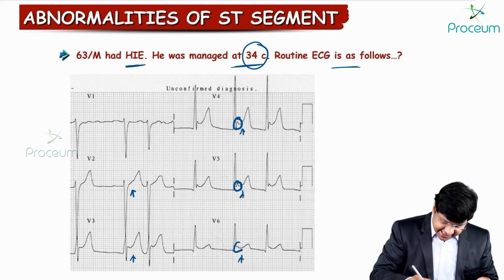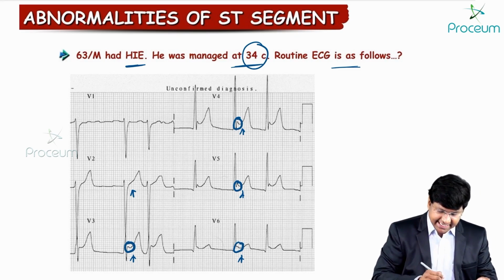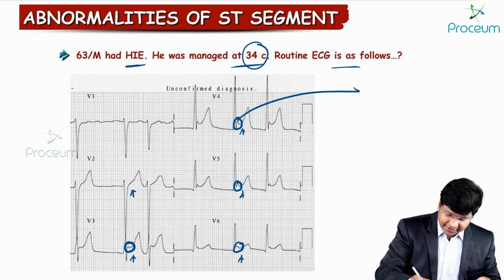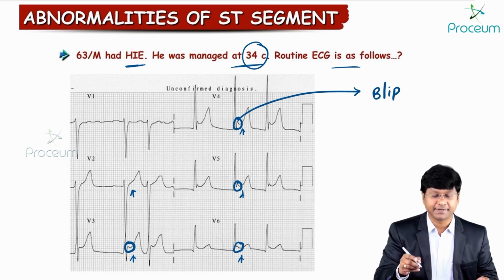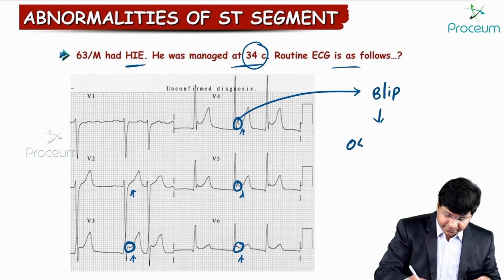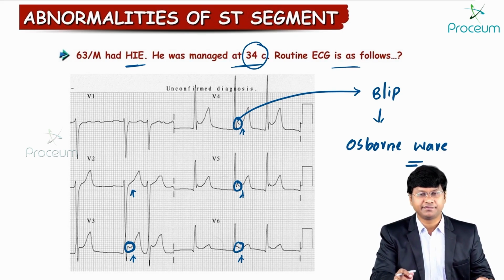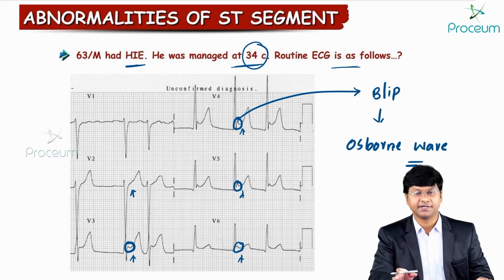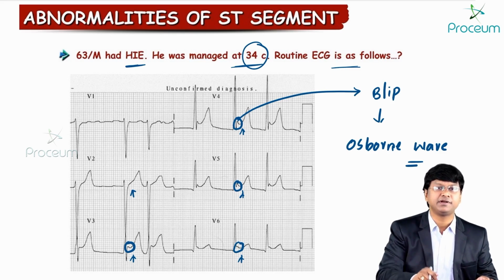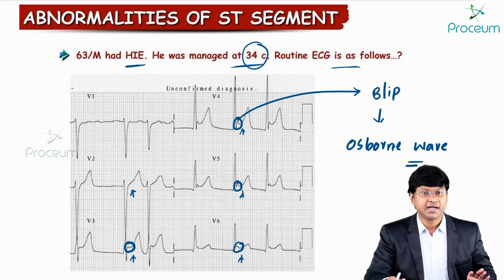Exactly at the J point, you are having a blip. And this blip is nothing but your Osborne wave. This particular blip is nothing but the Osborne wave. So Osborne wave, where do you see? You will see that in patients with hypothermia. This is a very, very important point that you need to remember regarding hypothermia.